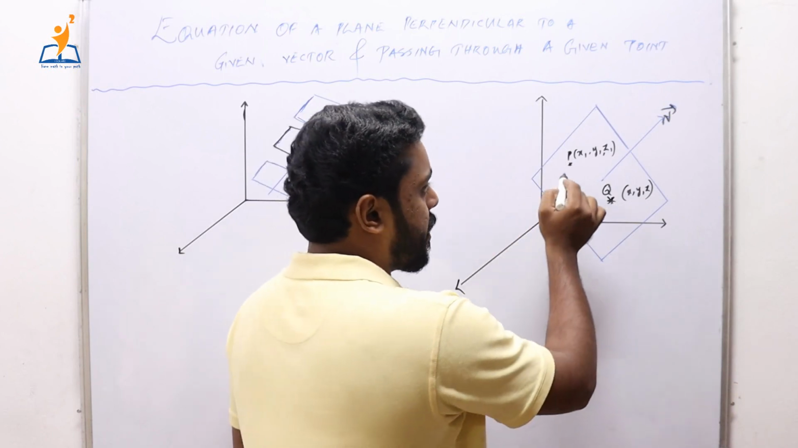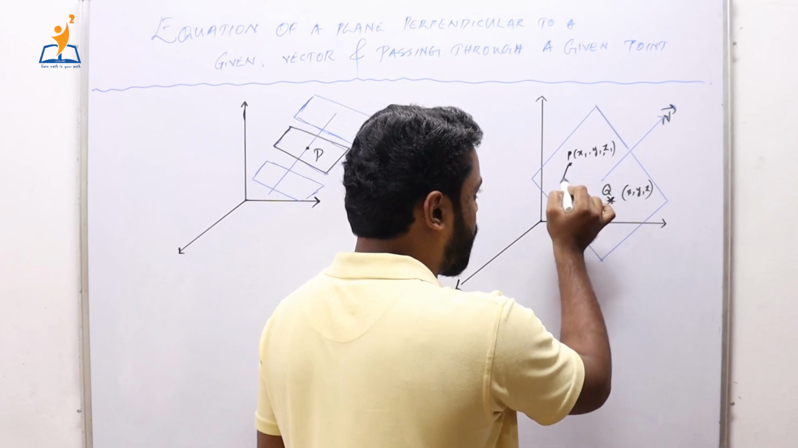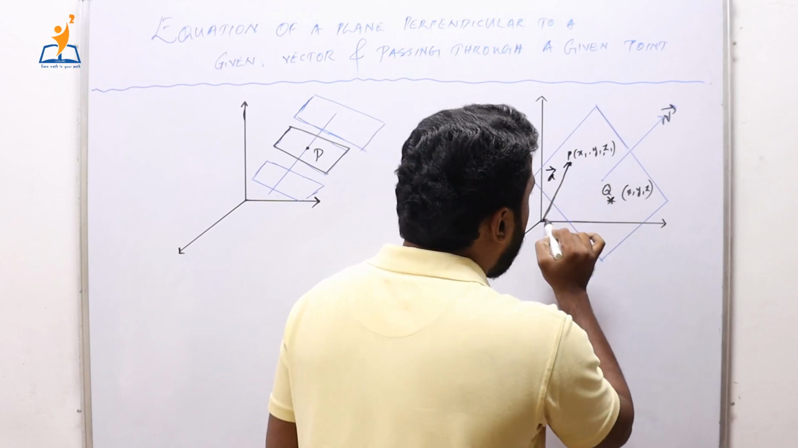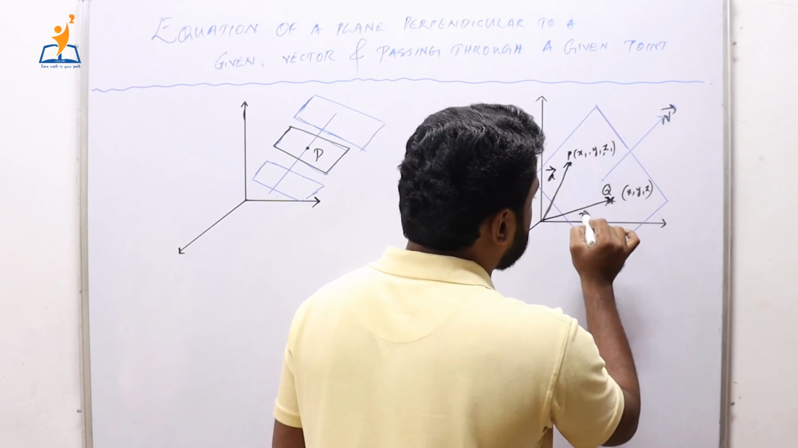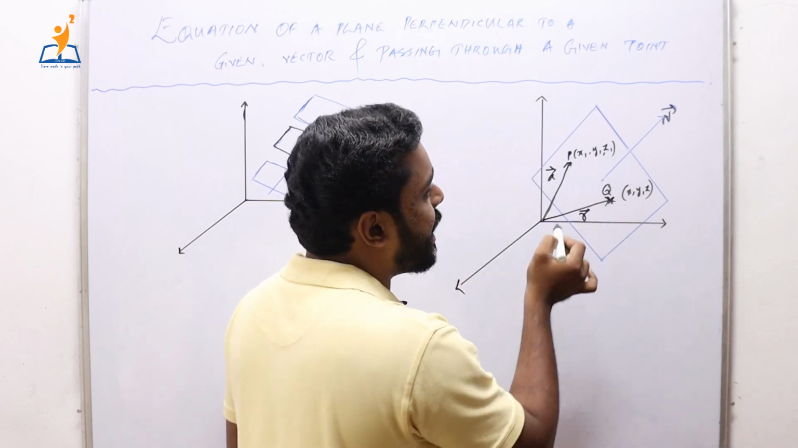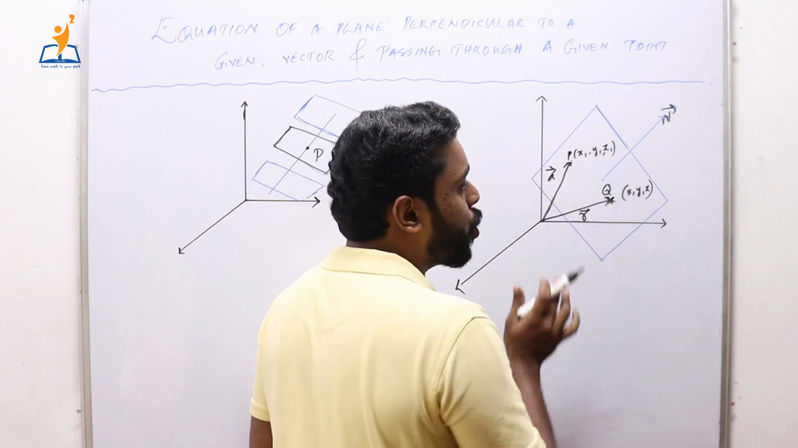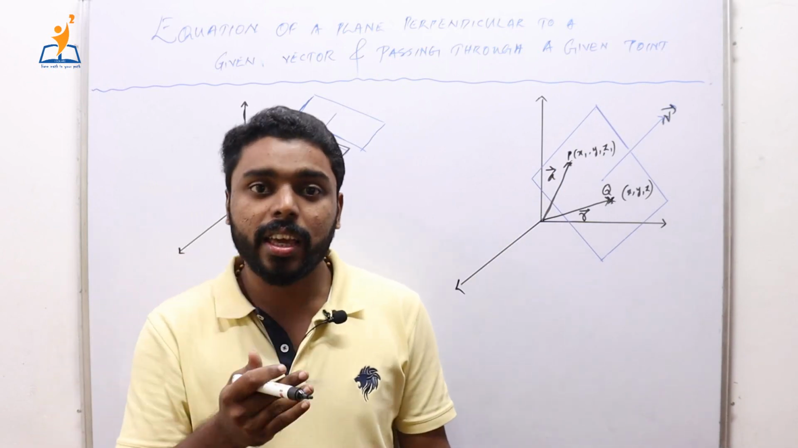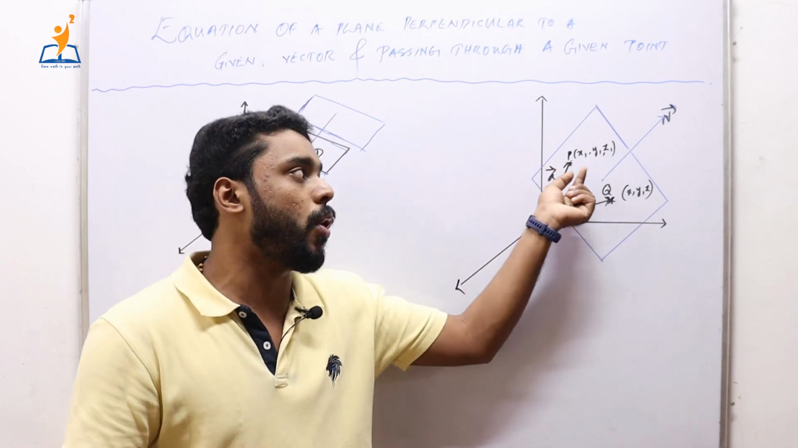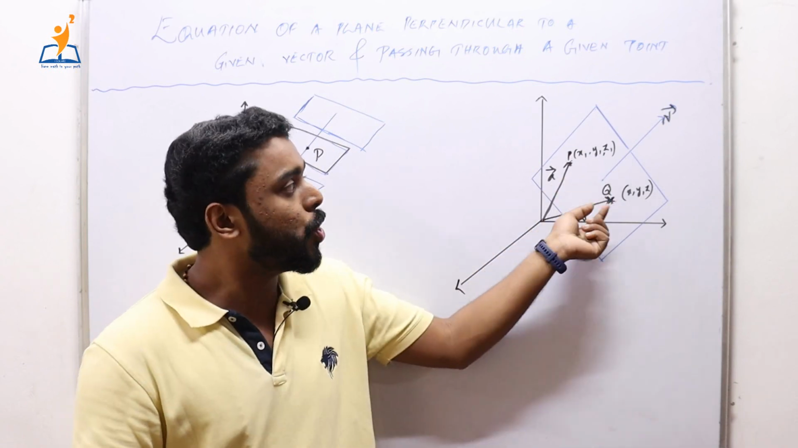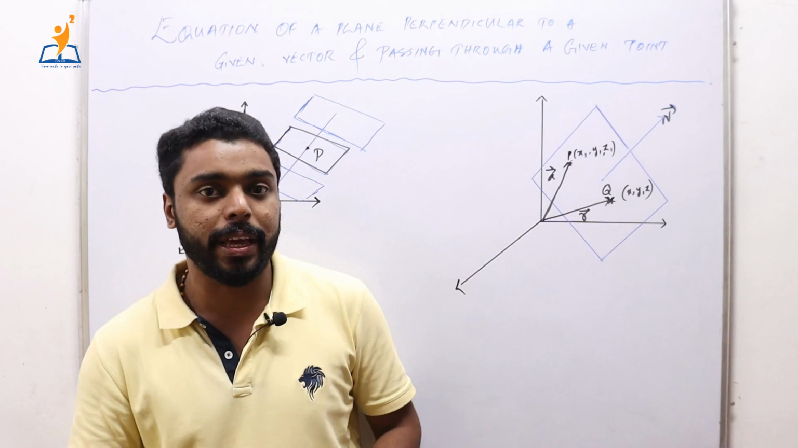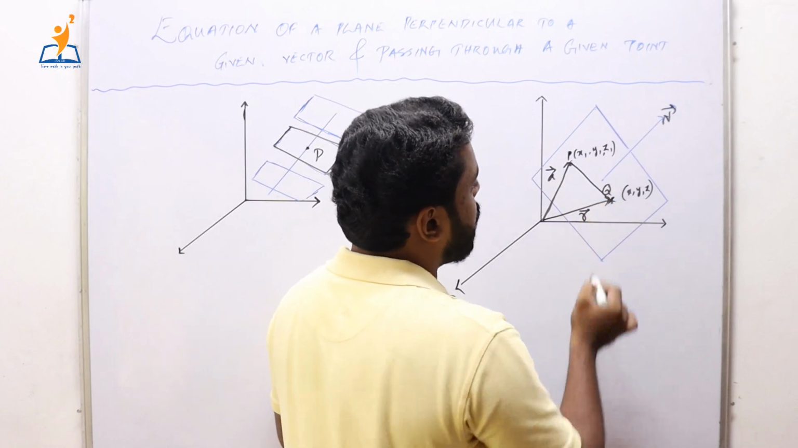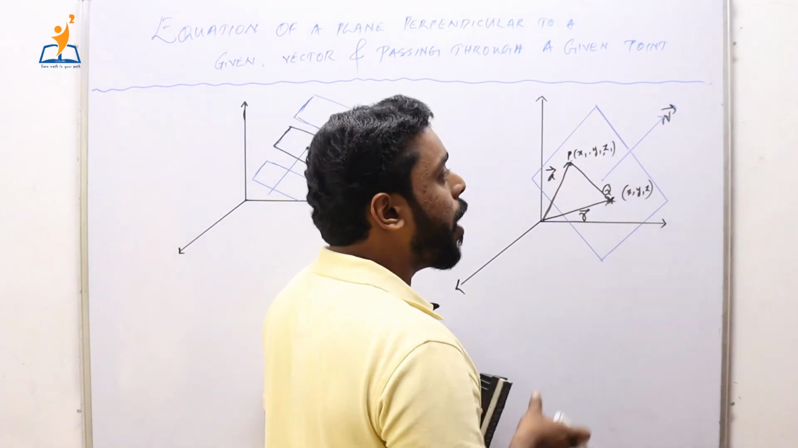Now let Q equal to x, y, z be any arbitrary point on the plane. Therefore, let the position vector of P be a, and let the position vector of Q be vector r. Then we can easily observe that P and Q are two points on the plane. Also note that P is a fixed point, namely x1, y1, z1, and Q is an arbitrary point in the entire plane, isn't it? So we have PQ, a vector which lies on the plane.